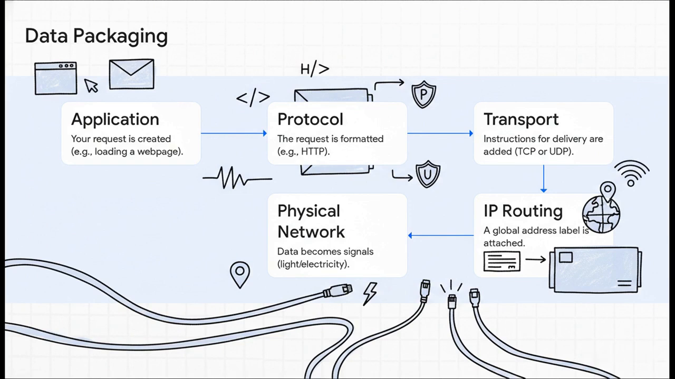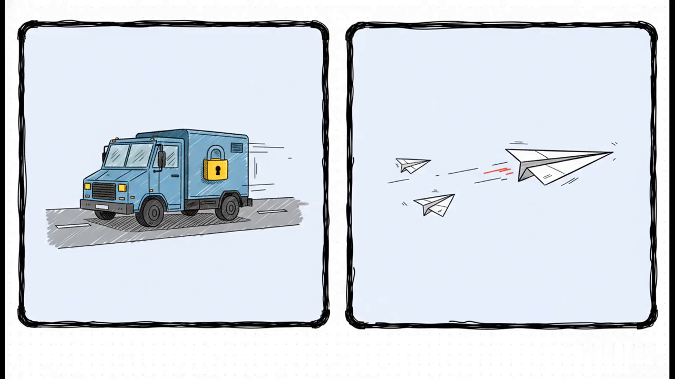The application layer writes the message. The protocol layer puts it in a standard format, like HTTP. Then the transport layer adds the delivery instructions. The IP layer slaps on that final destination address. And then finally, the physical layer turns the whole thing into tiny pulses of light or electricity to shoot through the wires.